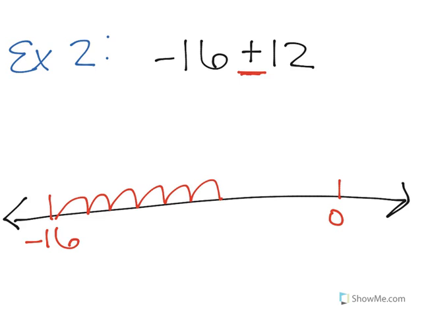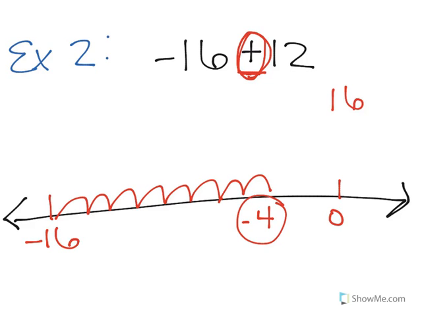Okay, and when I go to the right 12 spots, I can think of, well, 16 minus 12 is going to be 4, so I'm going to be at -4. Again, I'm going to the right 12 spots because that positive sign tells me I need to go to the right. And again, as a trick to that, just think of 16 minus 12. It's going to be 4, but we know we didn't pass that 0, so you know it's going to be -4.